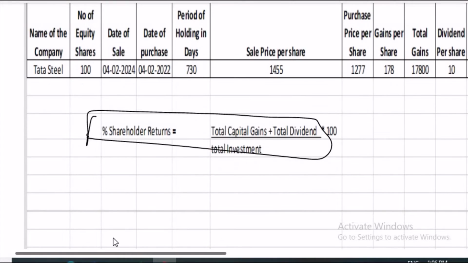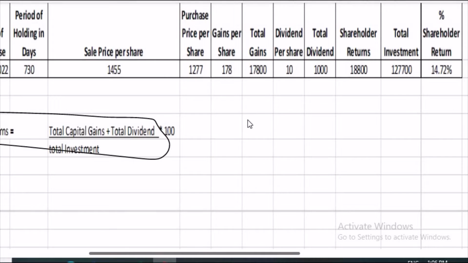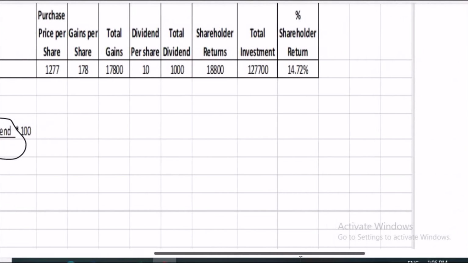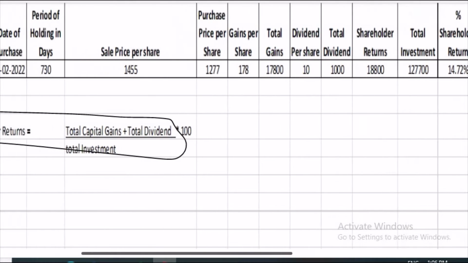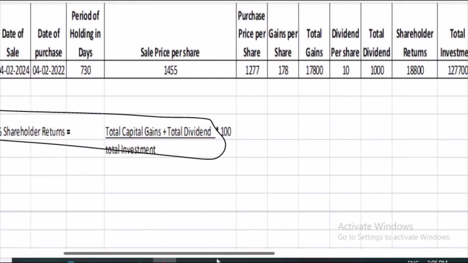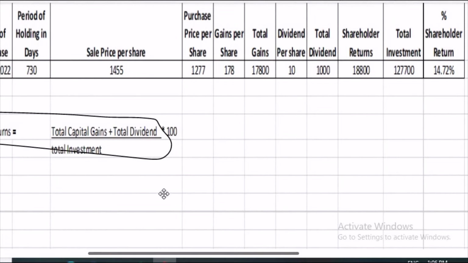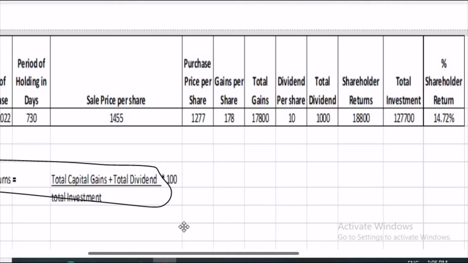Shareholders return is total capital gains plus total dividend, into 100, upon total investment. So the capital gain is 17800 plus total dividend of 1000, divided by total investment of 127,700, into 100, we get 14.72%.